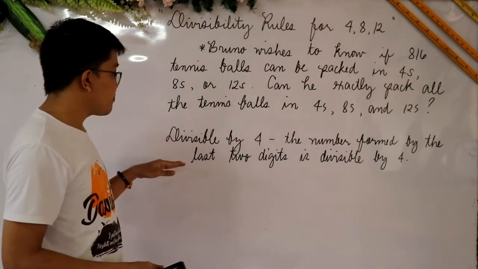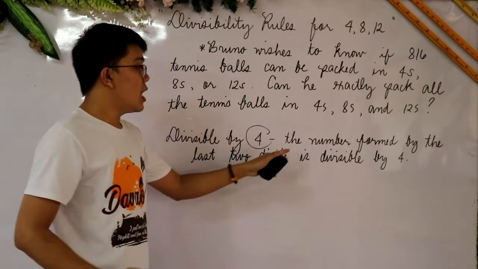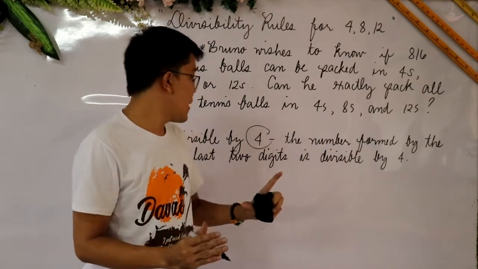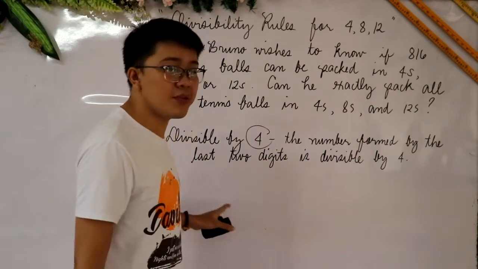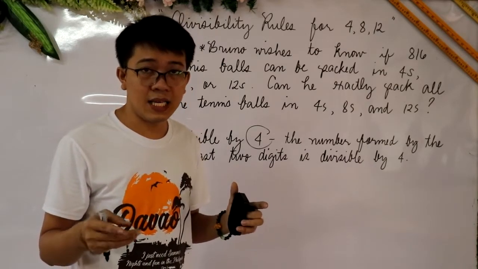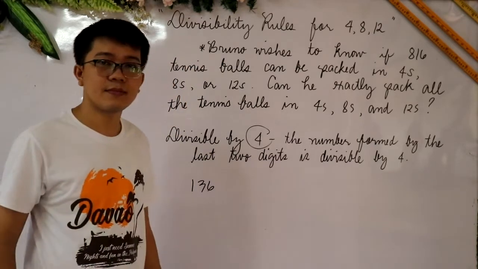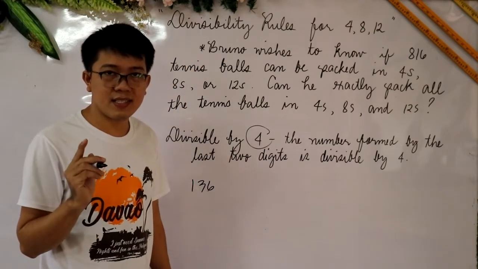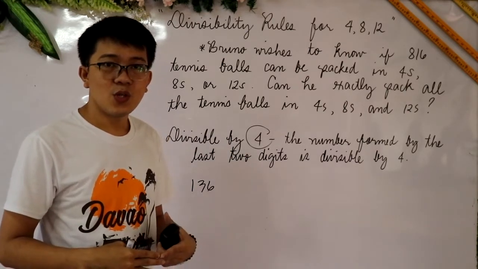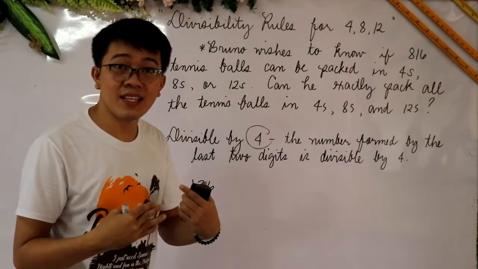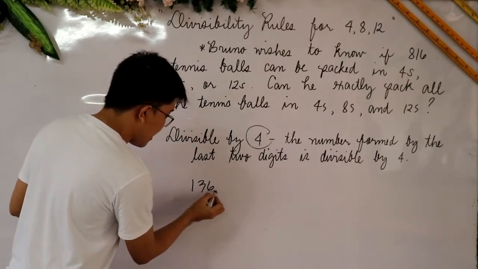It states here that a number is divisible by 4 if the number formed by the last two digits is divisible by 4. What does this condition mean? I'll give you an example. I have here 136. What is the number formed by the last two digits? But to simplify, what are the last two digits? It's 3 and 6.